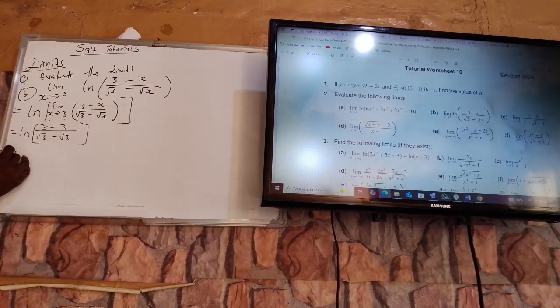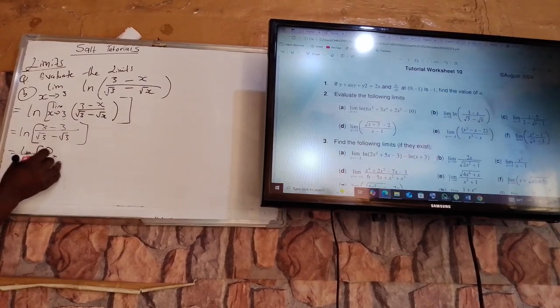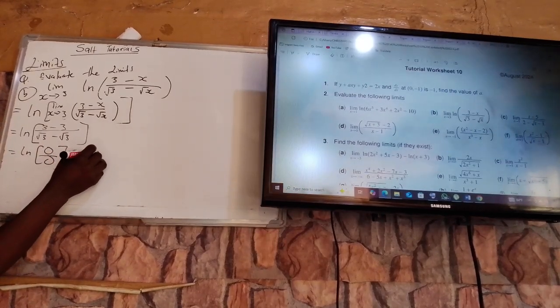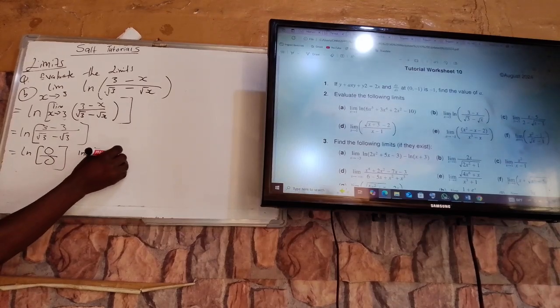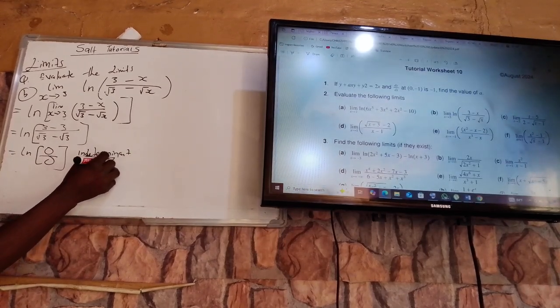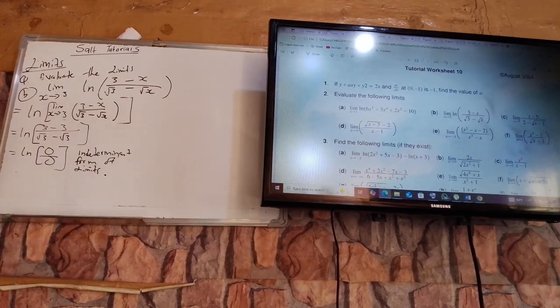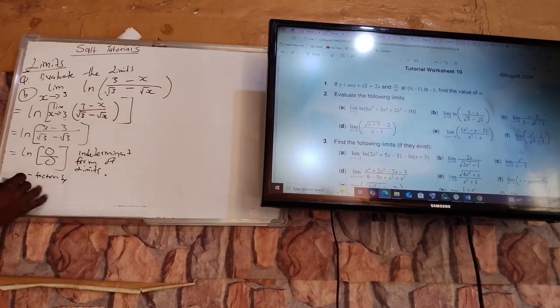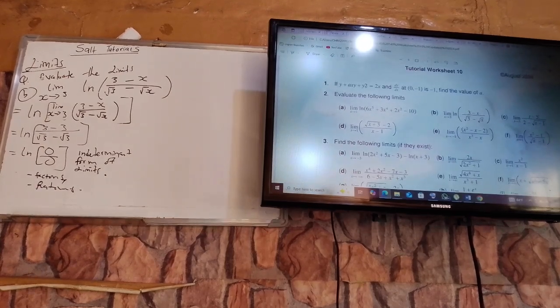What are we going to have? We are going to have a 3 minus 3 over root 3 minus root 3. And what am I going to have inside there? I'm going to have a 0 over 0. Now, remember what we said in the instructions? We simply said that 0 over 0 should never be a what? A solution. So this is something which we are calling an indeterminate form of limits. So what do I do? If it is a 0 over 0, you have to go back. It is either you factorize or you rationalize or do anything possible to simplify your expression.